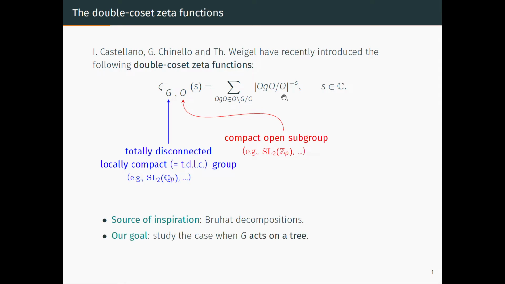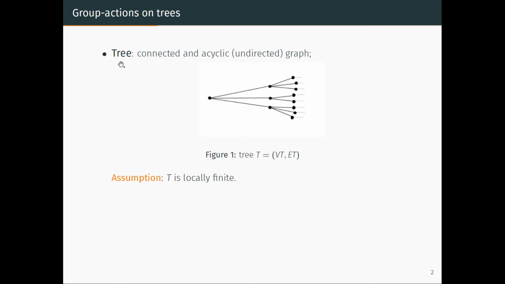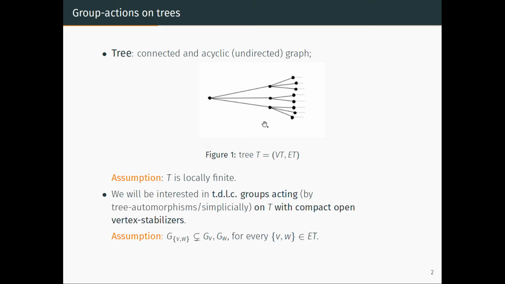In particular, we'll be interested in the case when G acts on a tree. But before going on, let me fix some notations. When I say a tree, I mean a connected and acyclic undirected graph, T. And VT and ET will be the set of vertices and edges of T. I will also assume that T is always locally finite, that is, every vertex has only finitely many neighbors. And as already anticipated, we will be interested in TDLC groups acting by tree automorphisms on a locally finite tree with compact open vertex stabilizers.